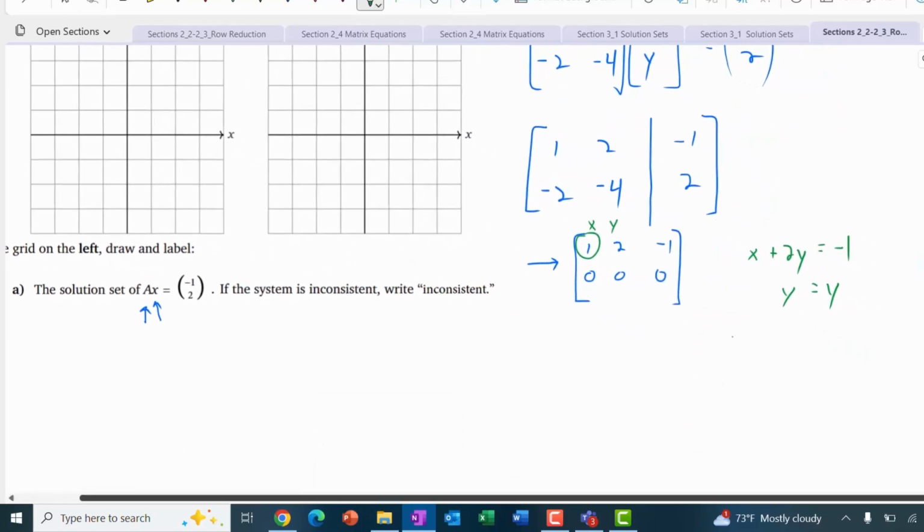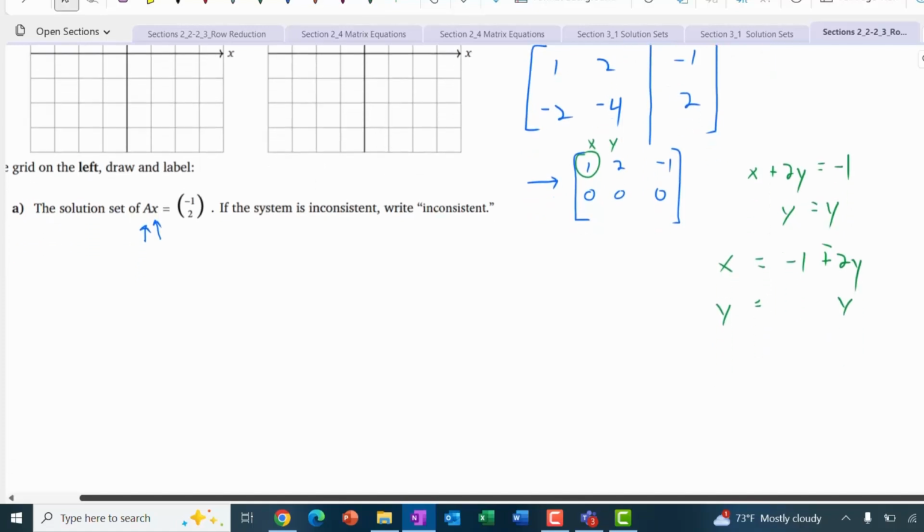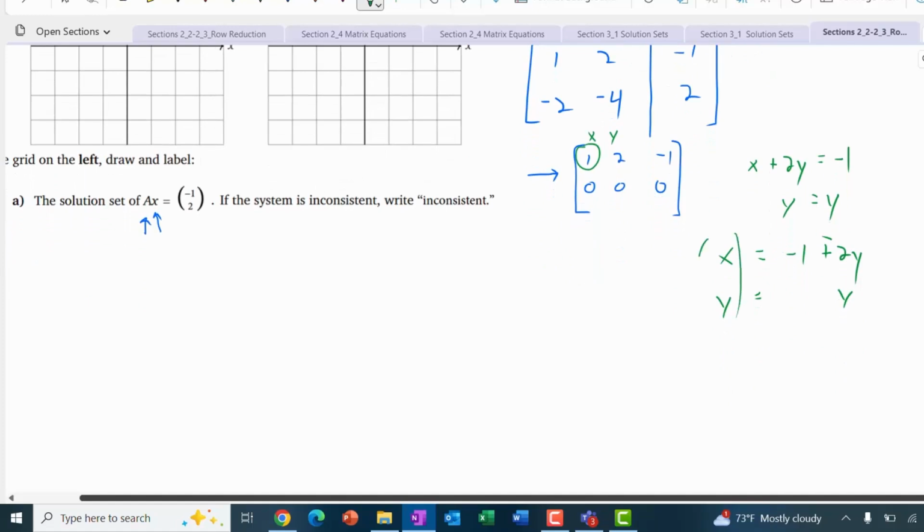And so what do your solutions look like? X equals -1 plus 2y. Would you buy that? Oh, sorry, minus 2y. And then y equals y. So what's the vector parametric form here? -1, 0, plus something times y. What's that something? 2, 1 or -2, 1? -2, 1. Okay.